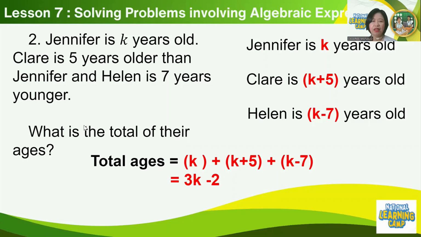What is the total of their ages? Total ages equals k, the age of Jennifer, plus k plus 5, the representation of the age of Claire, plus k minus 7, the representation of Helen's age. So it is 3k minus 2. Let's add: k plus k plus k is 3k. Then minus 2, why minus 2? It is 5 plus negative 7. So just subtract, 7 minus 5, and copy the sign of the greatest absolute value, which is 7 negative.